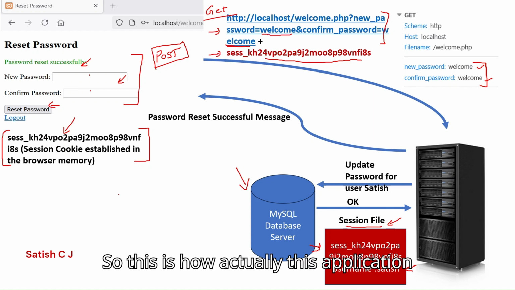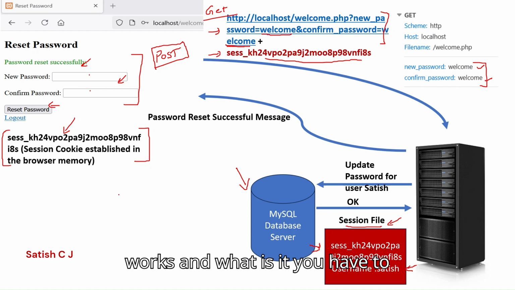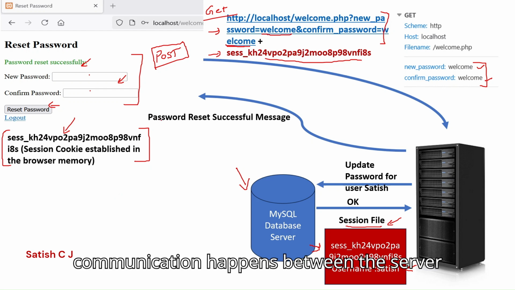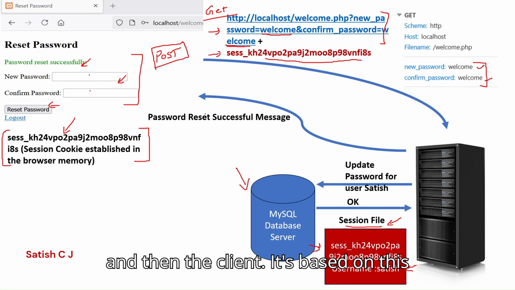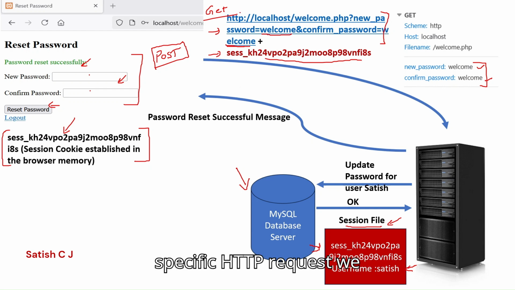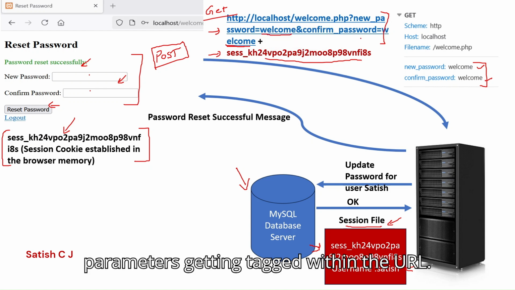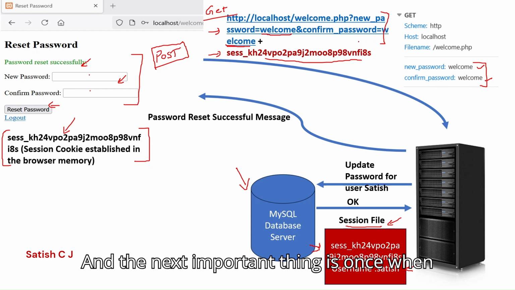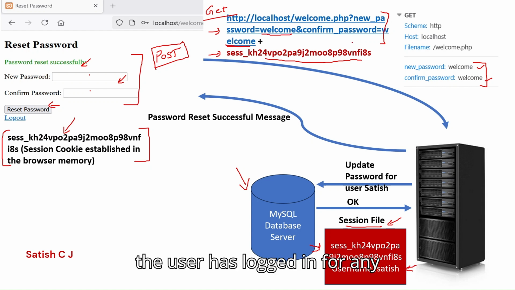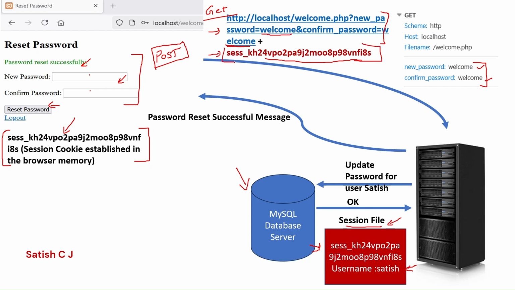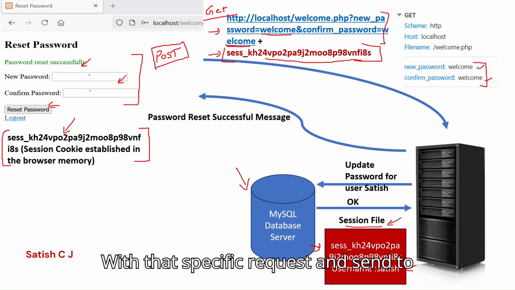So this is how this application works, and what you have to understand here is the entire communication happens between the server and the client. It's based on this specific HTTP request we are crafting, and that is happening using this specific URL. I used the GET request so that we can see the parameters getting tagged within the URL. And the next important thing is once the user has logged in, for any communication, this session ID is automatically tagged with that specific request and sent to the server.